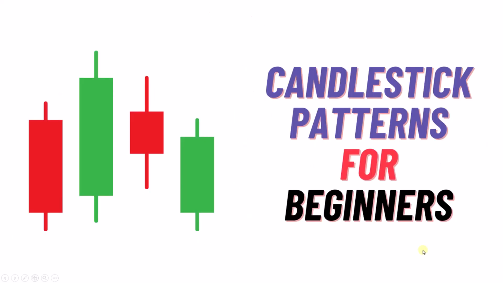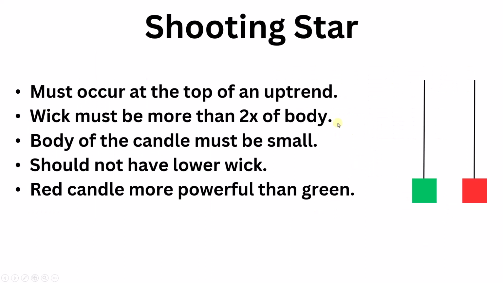Hello and welcome. In the previous video, we learnt about the hammer candlestick pattern, and in this video, we will learn about the shooting star pattern, which is exactly the reverse of the hammer candlestick pattern. Alright? Now, if you remember how a hammer looks like, then you can see that this looks exactly opposite of that. Correct? Now, let us look at the rules that are to be followed while considering this as a shooting star.